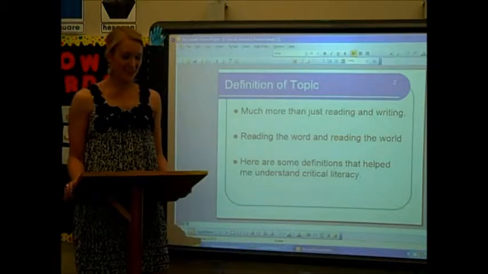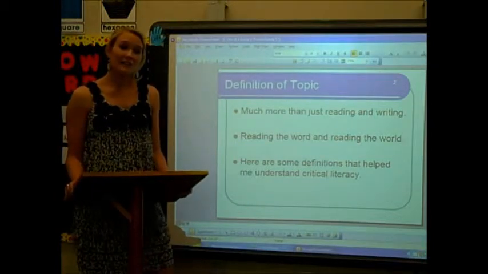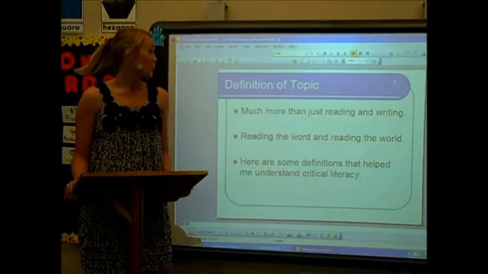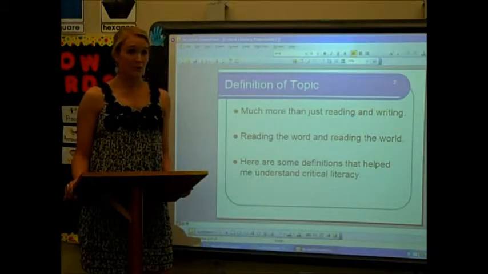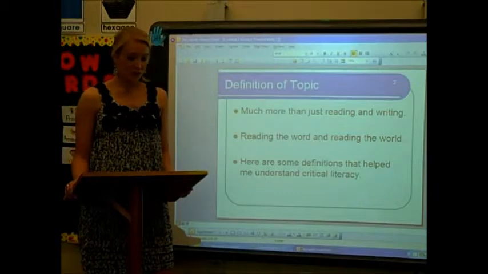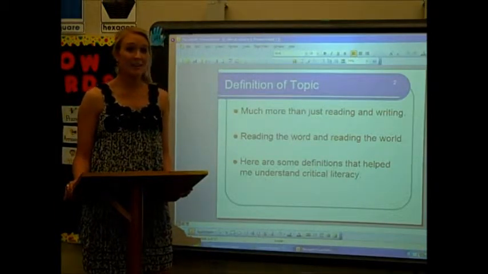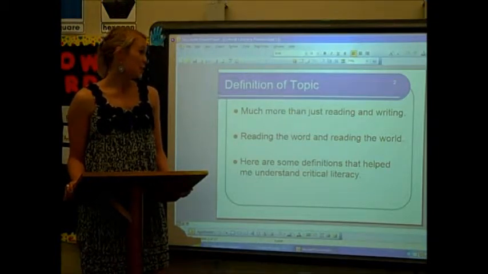What exactly is critical literacy? When I think of the term literacy, I automatically think of reading and writing. Critical literacy does involve reading and writing, but it is much more than just reading and writing. Critical literacy involves seeing, thinking, understanding, and knowing.